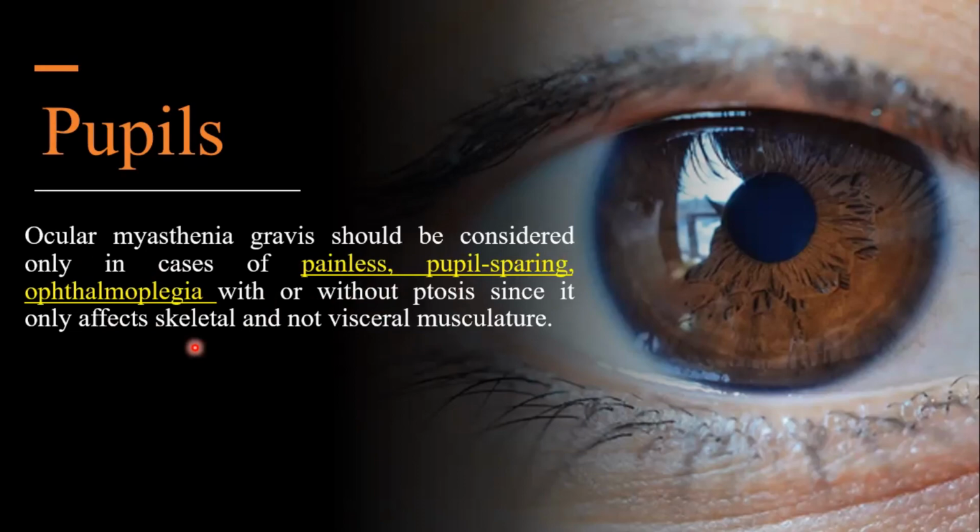But myasthenia is an important topic in neuro classes, not in oculoplastics classes. So I'm just giving you a hint today. So there is no pain. There is no pupil affection in myasthenia. So once again, myasthenia gravis should be in the differential of any painless pupil sparing ophthalmoplegia, even if we have no ptosis, so with or without ptosis.